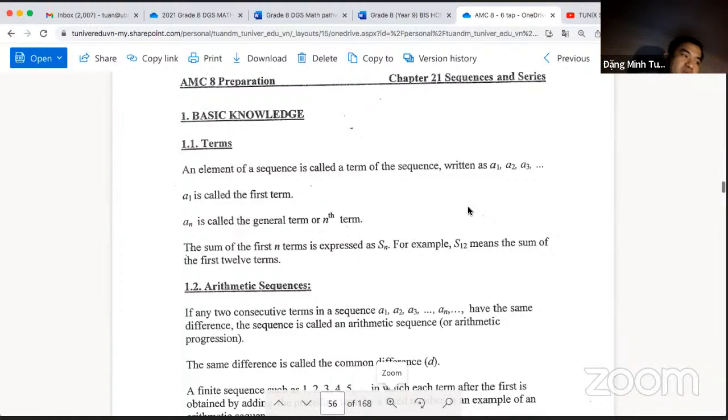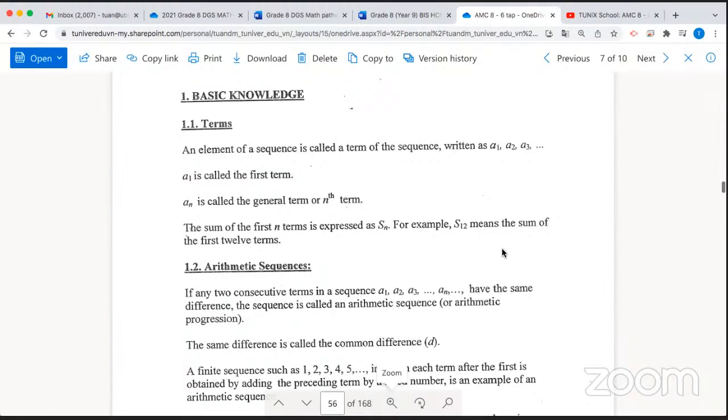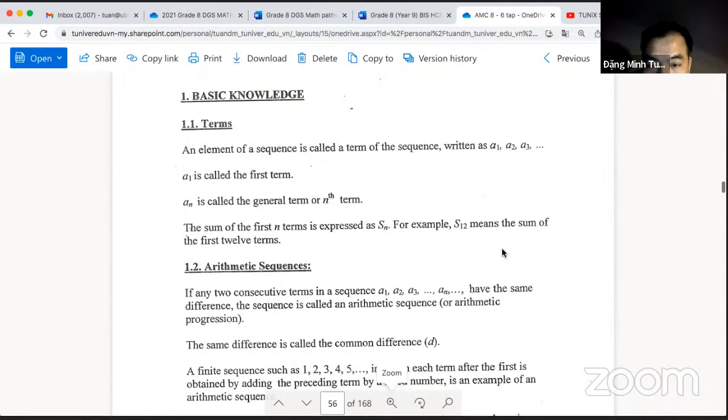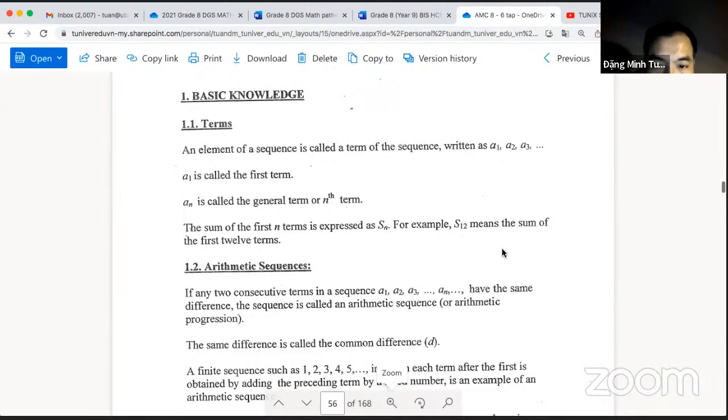Okay, now we move on to some basic sequences. We have two basic sequences. The first one is called an arithmetic sequence, and the second one is called a geometric sequence. So what does it mean? For the first one, an arithmetic sequence means you have A1, A2, A3, and so on up to An, and any two consecutive terms in the sequence have the same difference. You got it? So we call this an arithmetic sequence, or an arithmetic progression.